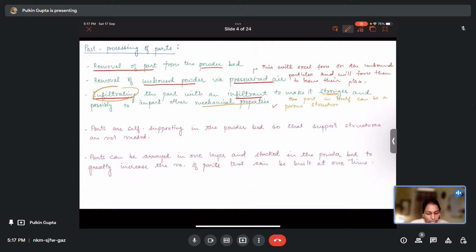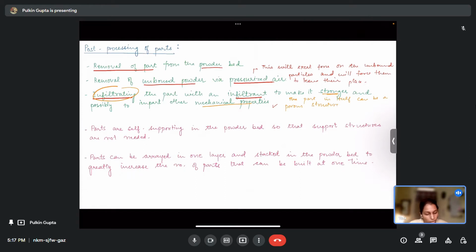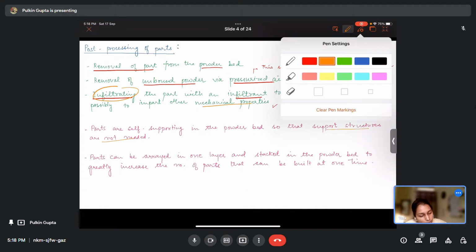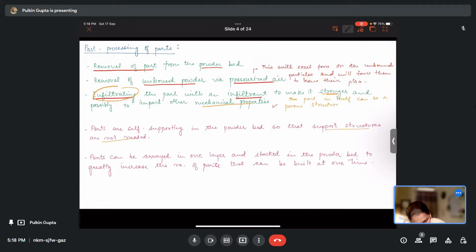Now the parts are always self-supporting in the powder bed, so support structures are not needed. What happens is, suppose this is your build platform. This is your tank where your powder is. This is your build platform.